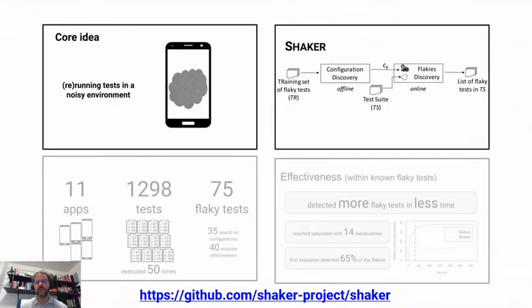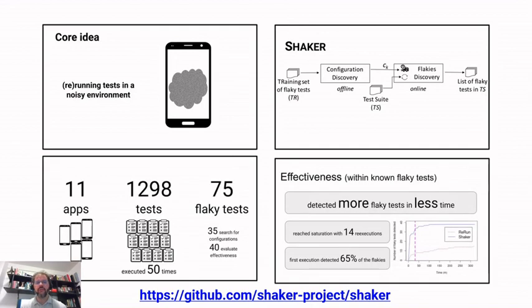So as a summary, based on this idea of introducing noise in the environment to detect flakiness, we propose Shaker, a technique that implements this idea to detect flakiness early in a proactive way. We have evaluated Shaker's feasibility and effectiveness using 11 projects, and the initial results are promising.